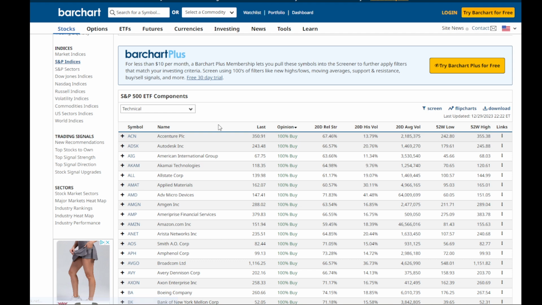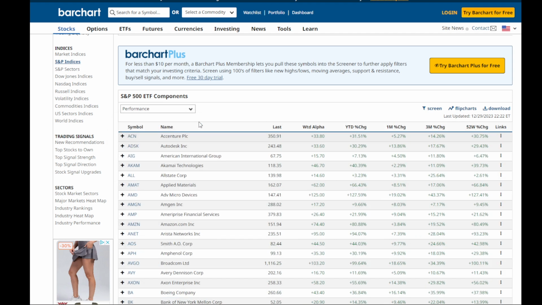You could take a look at the current price right here. Then you can kind of see in the 52 weeks where the price is between the low and the high. You can see $350 for Accenture. It's pretty close to the high here. So, and it's got the 100% buy. So it's near the top 52-week high.